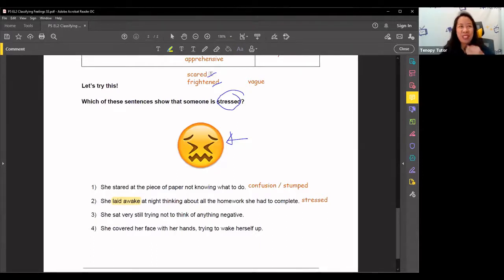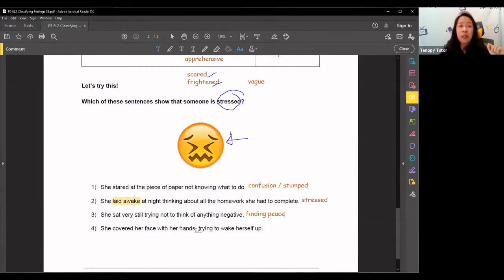Now, number 3, she sat still, trying not to think of anything negative. All right, so what she's trying to do is simply finding peace. After being so angry for a long time, she sat very still, trying to calm herself down. This is finding peace, so it doesn't exactly say that it's stress. It could be, it depends on the scenario, but again, it's not specific.